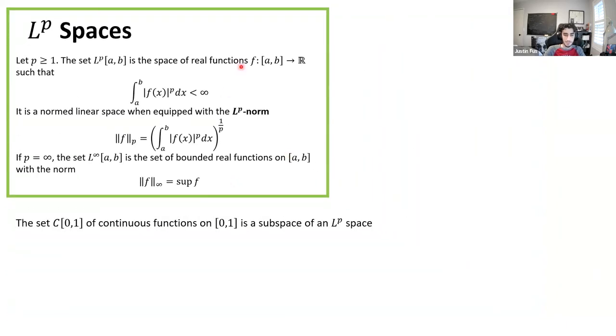So it's quite analogous to little lp in both of these definitions we have here. It turns out the set of continuous functions, say on the interval 0 to 1, is a subspace of an LP space, because we're bounding it on this nice little interval. If it's continuous, the integral will definitely exist and so be finite. Okay, so now we've defined little LP and big LP spaces.